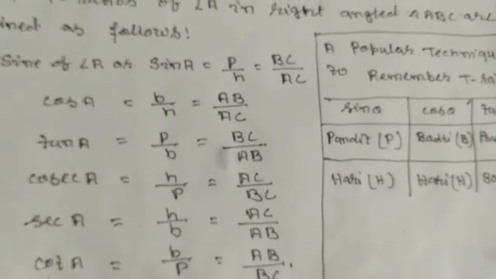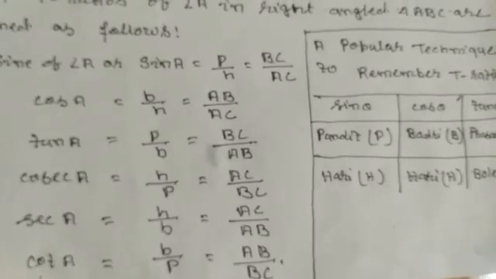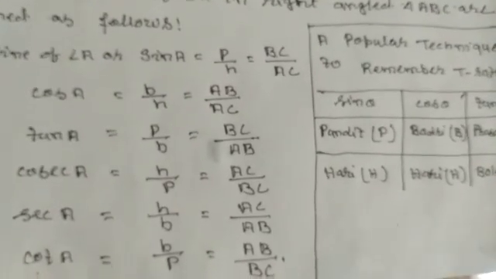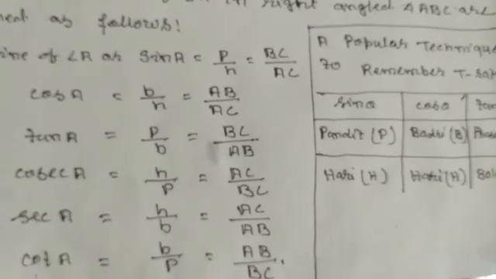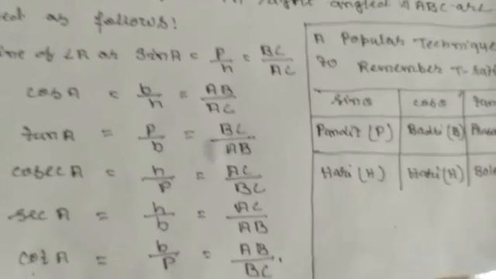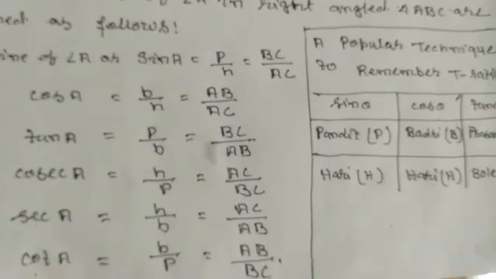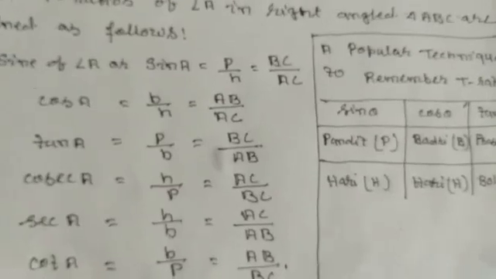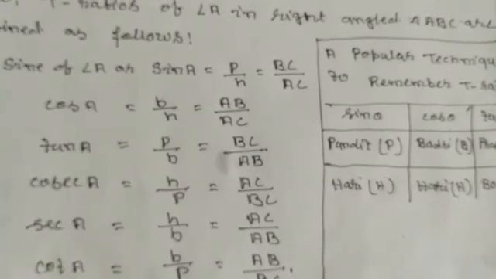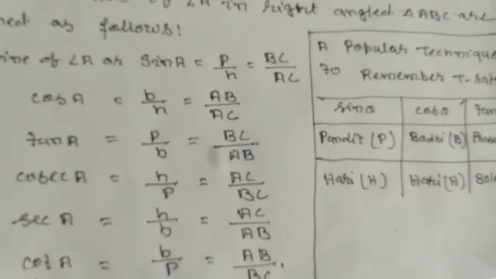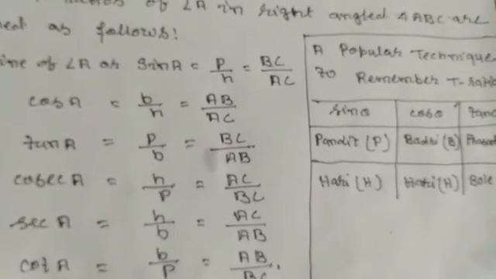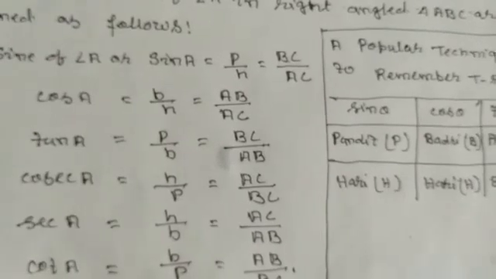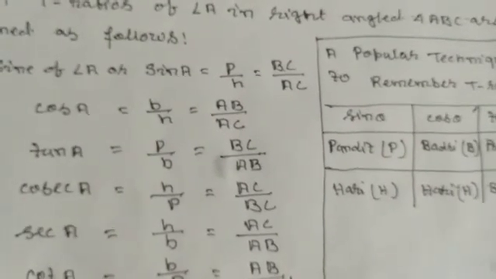Now point number 4 is, if one of the trigonometric ratios of an acute angle is known, then the remaining trigonometric ratios of the angle can be easily determined. It means that if one trigonometric ratio for a triangle is known, then you can find all the remaining trigonometric ratios very conveniently.